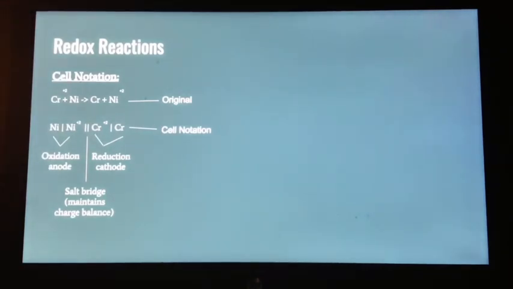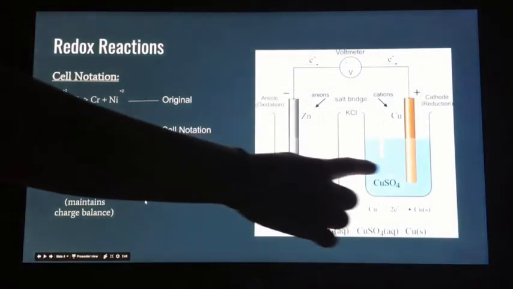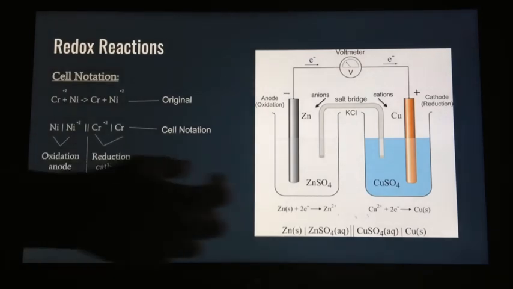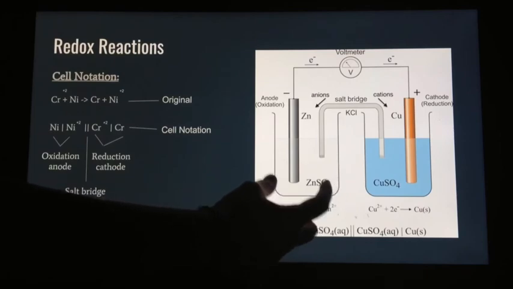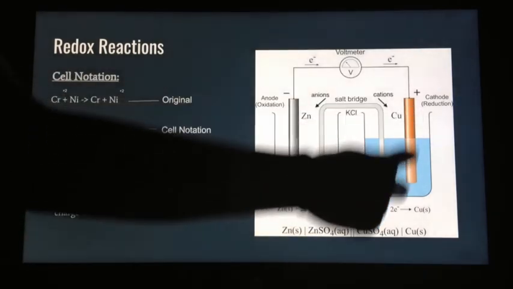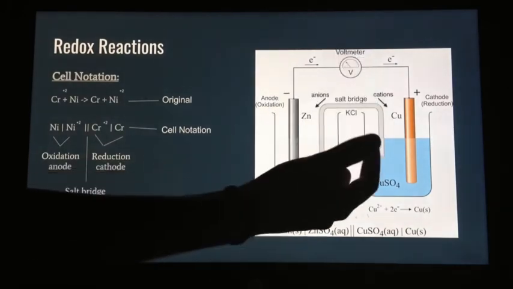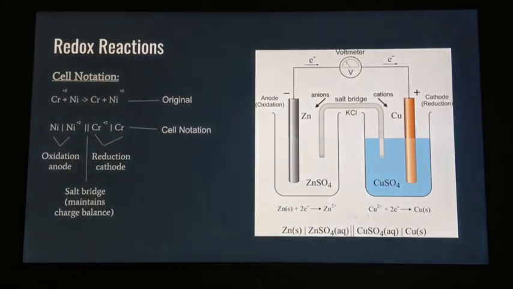The salt bridge maintains charge balance. In this diagram, this right here is the salt bridge, and it just maintains the charge balance. You can see the left beaker is the anode because it's losing electrons, and the right beaker is the cathode because it's gaining electrons. And that's it.